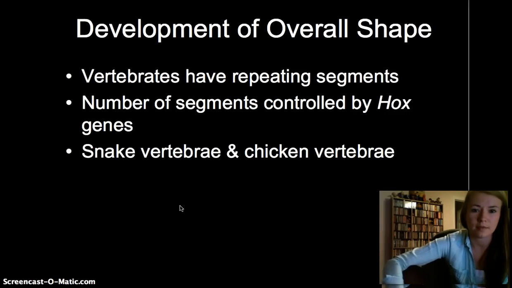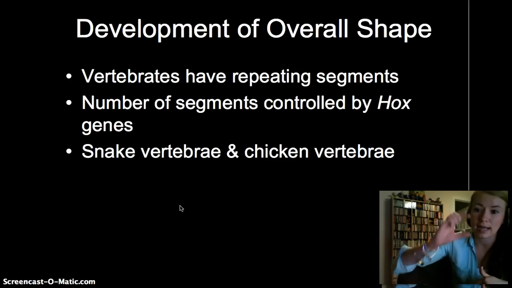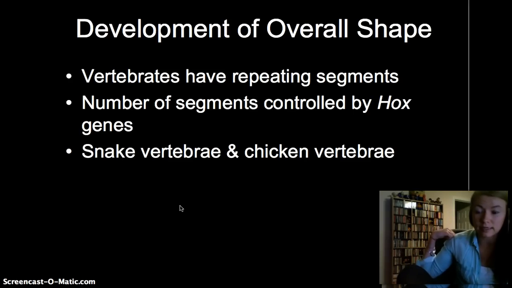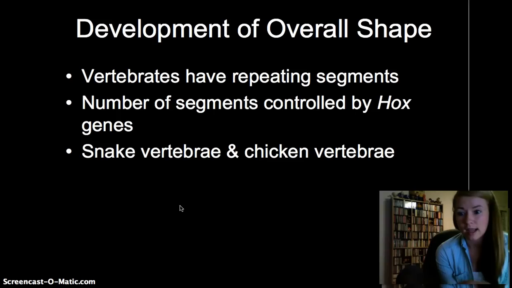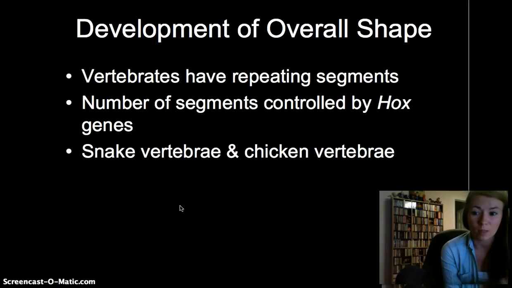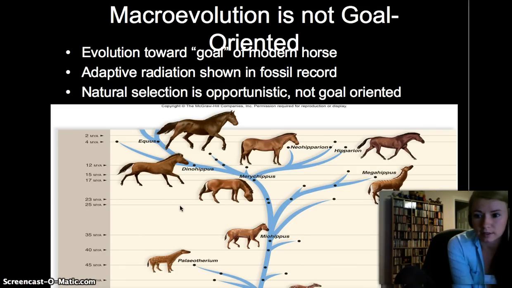And then lastly, the development of overall shape. This is kind of what I talked about when I talked about the snake vertebrae and the chicken vertebrae. The HOX genes regulate the vertebrae because they have repeating segments. You know, there's a bunch of vertebrae running down your back. However you leave this on for is going to code for how many vertebrae you have and how big they are. That's controlled by the HOX genes. And that got kind of messy.